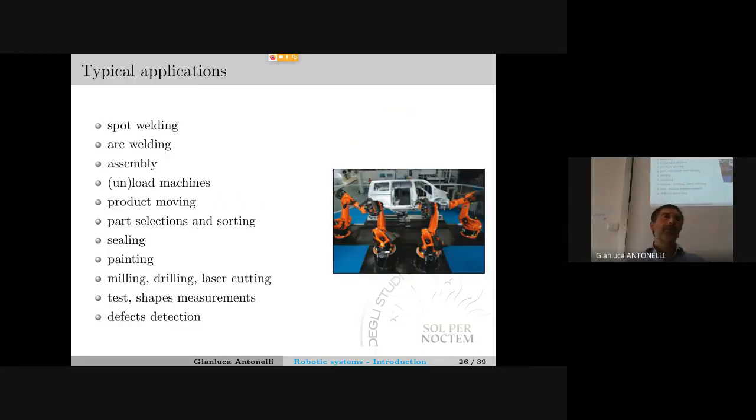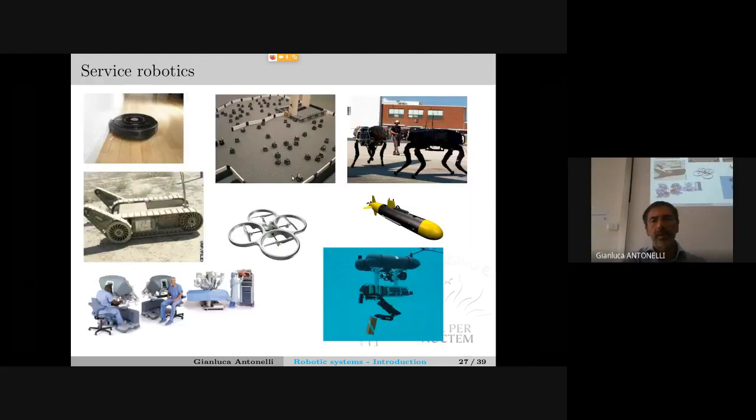What are the typical applications? This is a list of typical applications. We will see some videos later on, so let me just go quickly here. Welding everywhere, painting, sealing, gluing, pick and place, whatever you have in mind that you can use a robot to do. Here we have some examples of service robotics. Roomba, one of the few commercial robots that can actually be bought by the public.